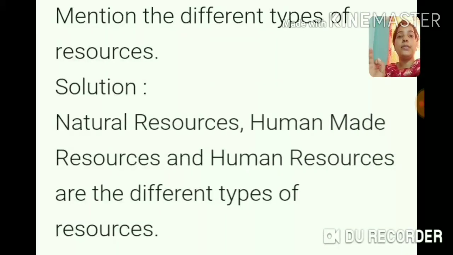The next question is, mention the different types of resources. Yes, resources are divided into natural resources, human made resources, and human resources. I already told you before, please don't get confused between human made resources and human resources, because human made resources are those resources which are made by us and human resources is ourselves.